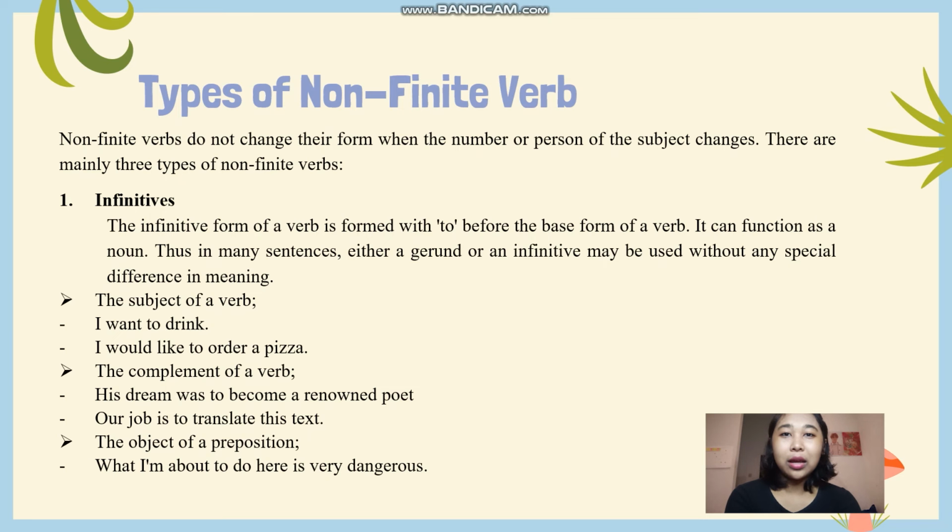First, the subject of a verb. Example: I want to drink and I would like to order a pizza. Second, the complement of a verb. Example: his dream was to become a renowned poet, and our job is to translate this text. Third, the object of a preposition. Example: what I'm about to do here is very dangerous.